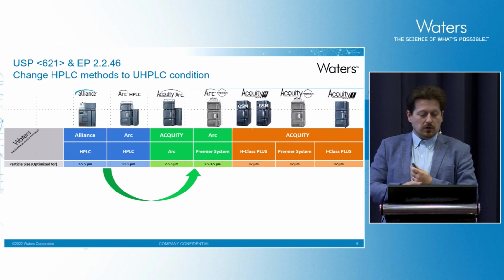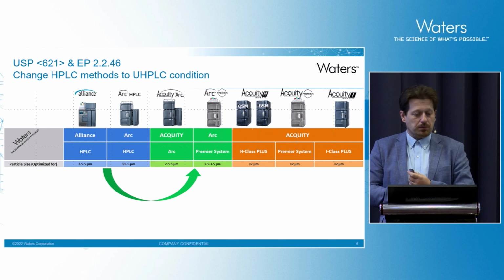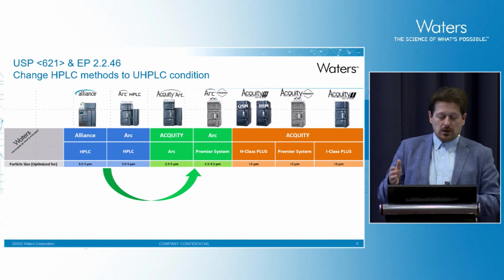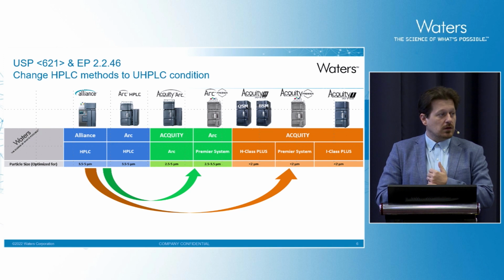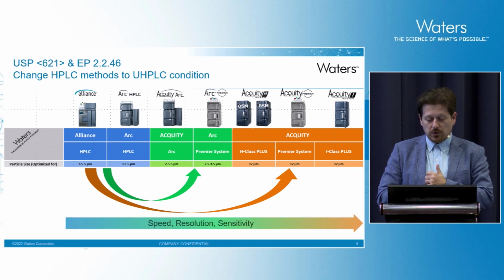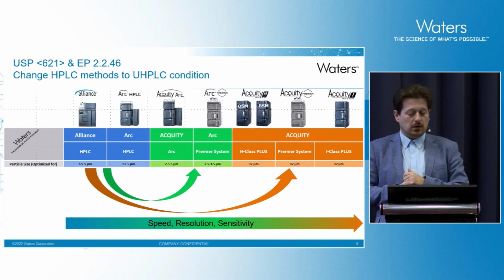We may convert the method to any of the other platforms, from LC to entry-level UHPLC, 600-700 bar systems, or we go to the true UPLC systems. We are working here close to 1,000 bars, typical sub 2 micron. And by doing this, by going to the smaller particle, we gain speed, we gain resolution, we gain sensitivity.